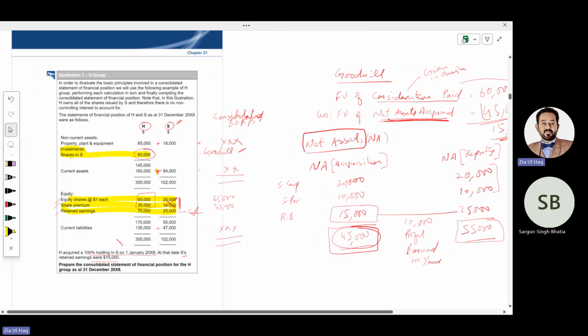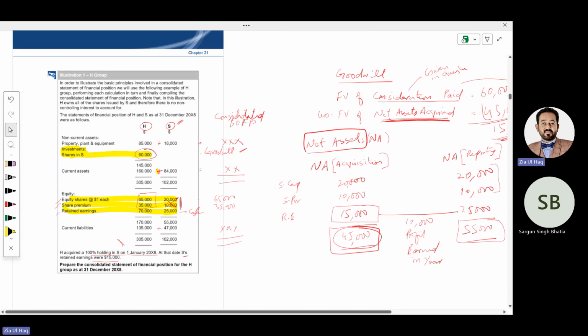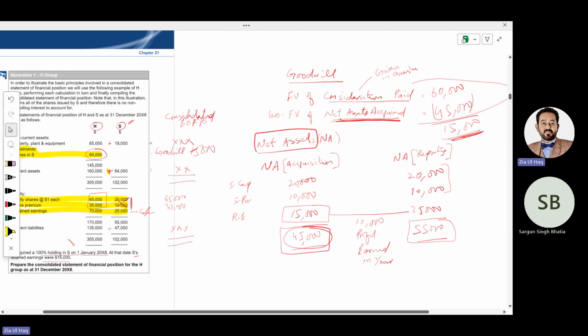Consideration paid means the investment of shares in S. So while preparing consolidated financial statements, we will mention property, plant and equipment by adding these two figures. Instead of this, we will show goodwill, whatever amount we have calculated through the formula: fair value of consideration paid less fair value of net assets acquired.